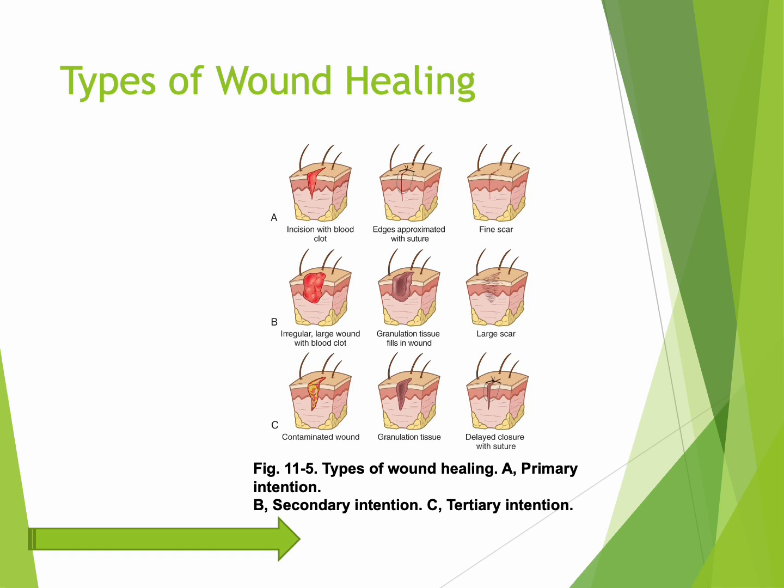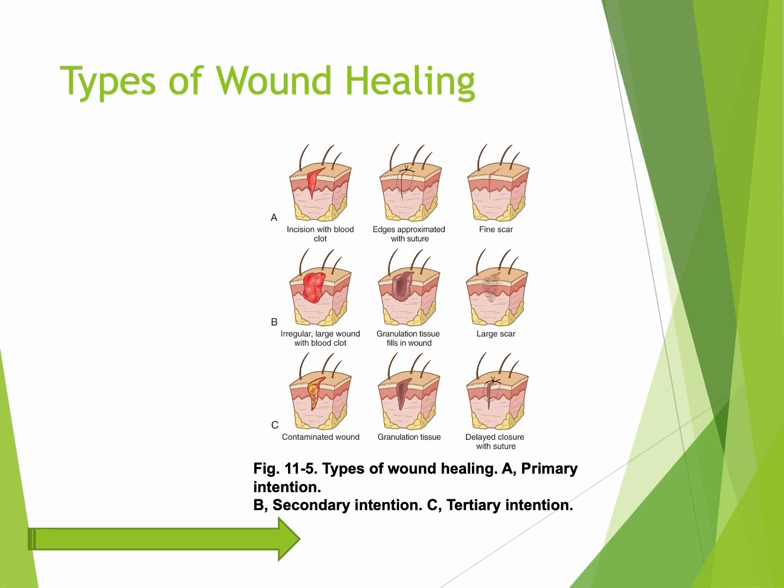And here's some quick examples of the types of wound healing if you want to take a couple of seconds to kind of look at this. I want you to pay more attention to the idea of primary, secondary, and tertiary intention again. And I want you to look at the A, B, and C and kind of be able to decipher in a test question if it says incision with blood clot, if it says with fine scar, with large scar. It's going to give you these trigger words.